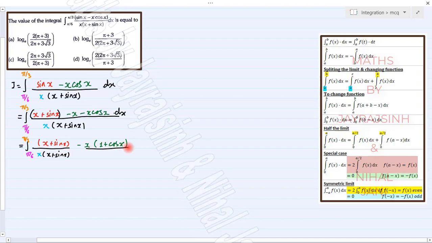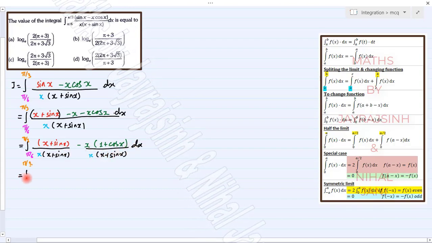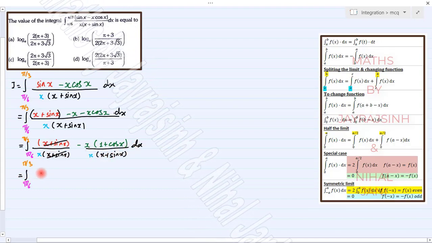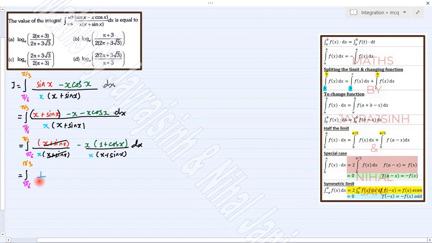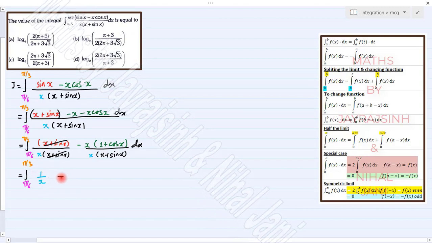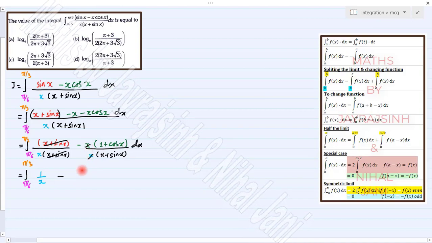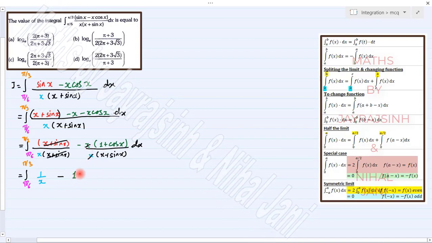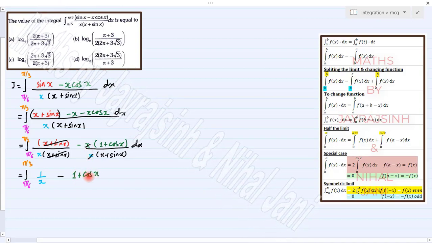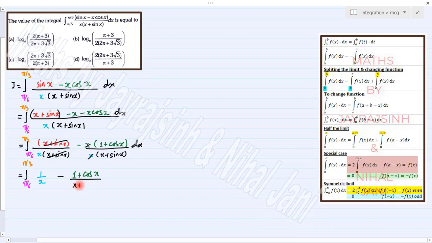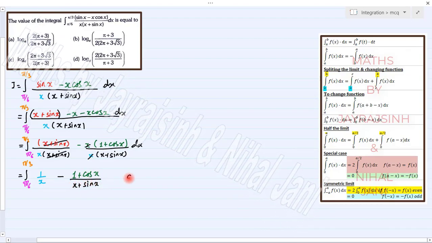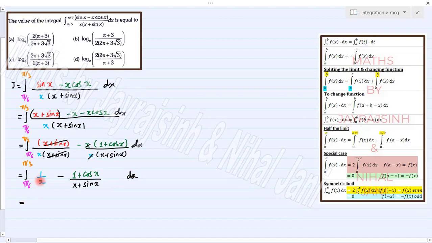And let's give individual denominators. So this x plus sin x will cancel out in first term, and we will get 1 by x. And in second term, x will be cancelled out, and we will get 1 plus cos x upon x plus sin x. So we are ready for integration.